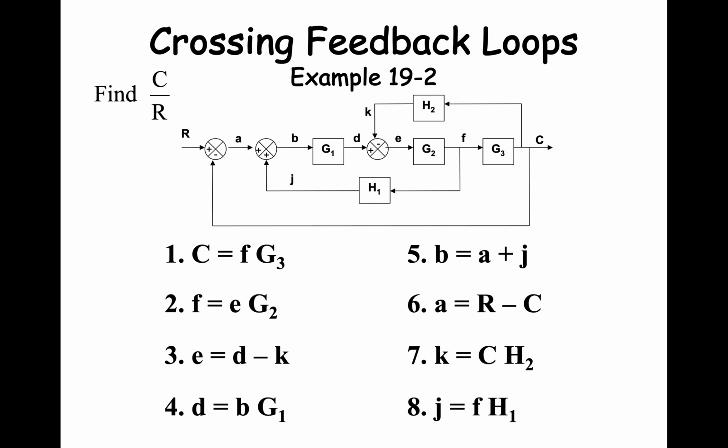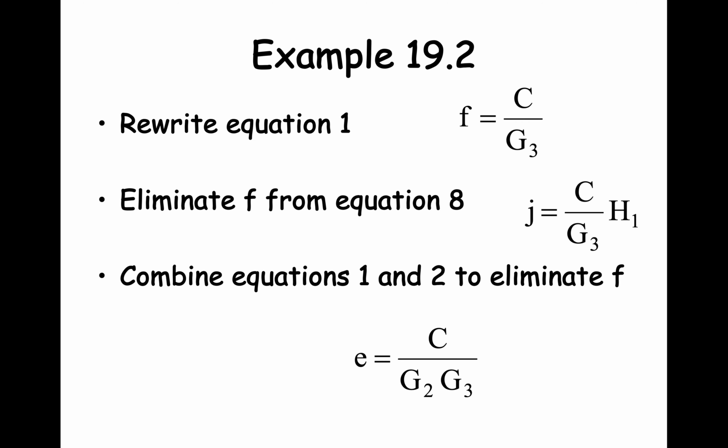One thing to notice is that F shows up in three equations. So our first step is to use those three equations to eliminate F first. We do this by writing equation 1 as F equals C over G3. Using the revised equation, we eliminate F in equation 8 to get J equals C over G3 times H1. And by combining equations 1 and 2, we can eliminate F and get E equals C over G2 times G3.